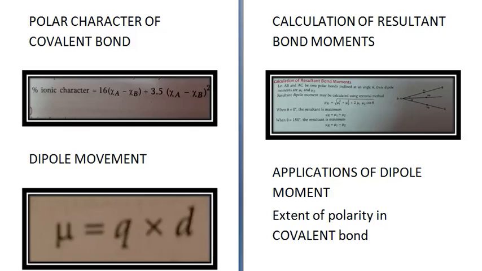The percentage of ionic character in a polar molecule is determined by Hannay and Smith by the formula: percentage ionic character is equal to 16 (εA − εB) plus 3.5 (εA − εB) whole squared. So this is the formula which gives you the percentage ionic character in a covalent bond.